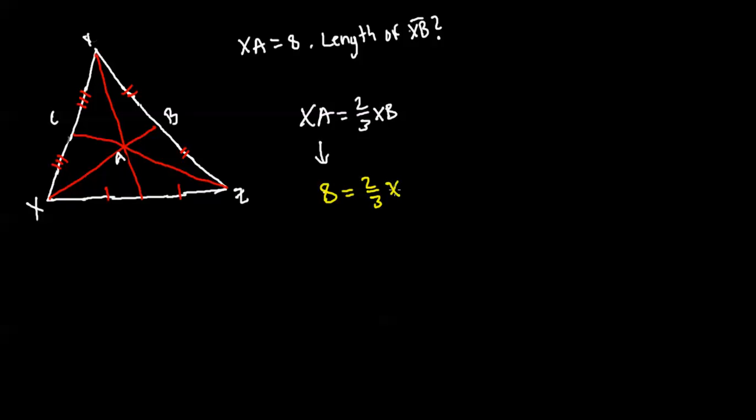And now what we want to do is isolate XB, basically solving for it. So we want to go ahead and multiply both sides by 3/2. When we multiply the right side by 3/2, it becomes 1 XB. And when we multiply the left side by 3/2, we get 24/2, which is 12. So 12 equals XB. And now we know the length of XB is 12.